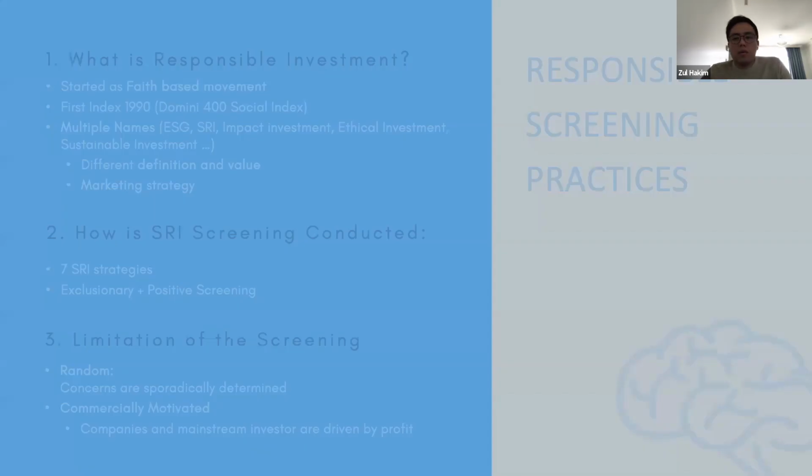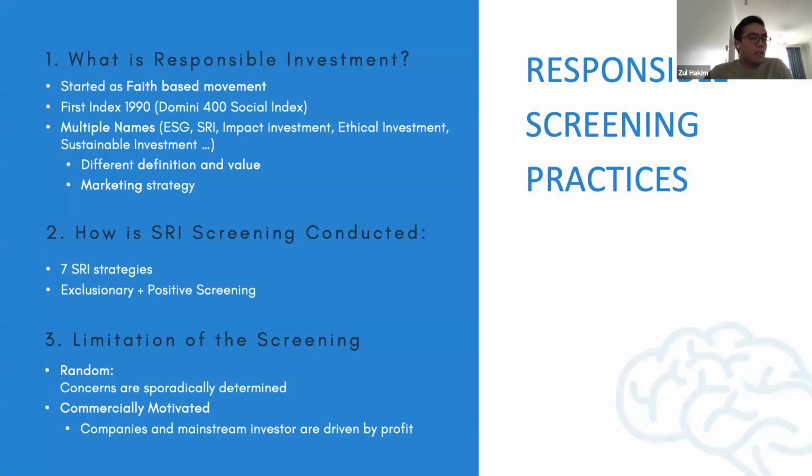So just a recap on what responsible investment is. Again, it started as a faith-based movement, and it's called socially responsible investment. But later on, throughout the journey of the formation of SRI, it has gained multiple names. Some call it ESG, some call it SRI, some call it impact investment, some call it ethical investment, some call it sustainable investment, and so on. There are many names to it.